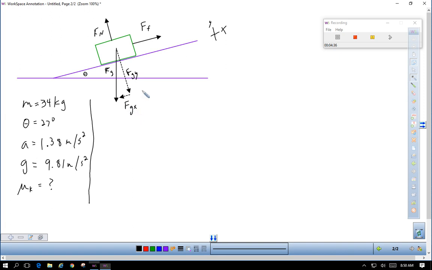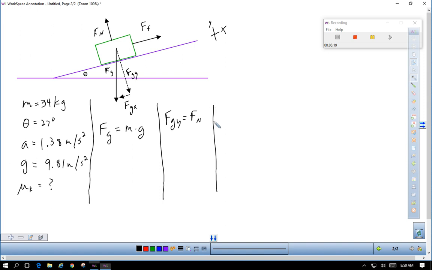At this point we need to begin looking at what might be equal to what and doing some calculations. Now I know that FG is going to equal m times g. That's always true. And once I make that calculation, then I'll be able to use sine and cosine functions in order to find FGY and FGX. We'll do that shortly. Now, I can see that in the y dimension, the object is balanced, and so I've got FGY equals Fn.